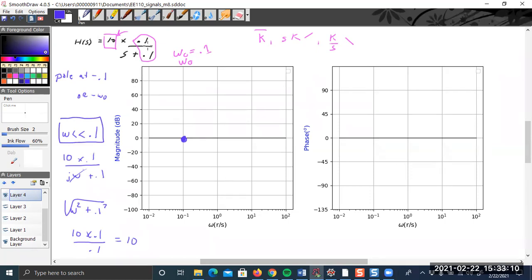So I have this, which is, I'll just tell you now, a low pass filter with a DC gain of 10. But when omega is a lot smaller than 0.1, it reduces to 10. Well, that's k equals 10. Log base 10 of 10 is 1 times 20 is 20 dB. So let's just draw that. And this is an asymptotic plot. So I'll just draw it, forever. All right.